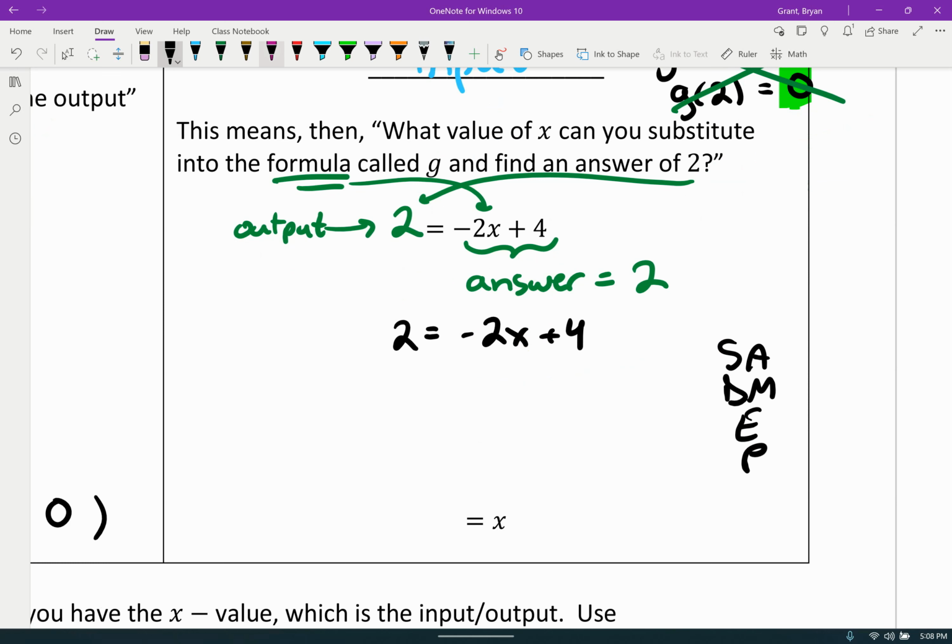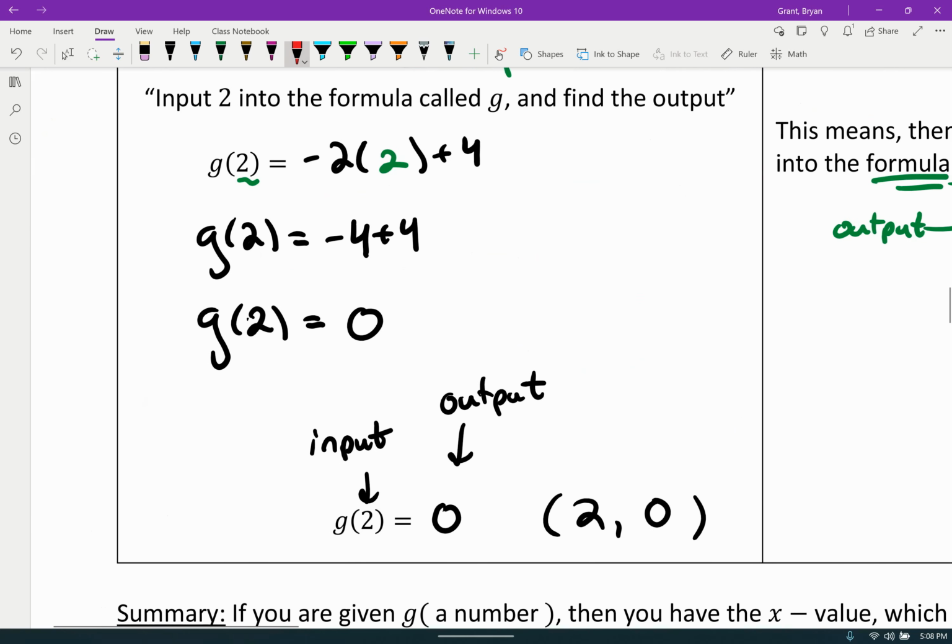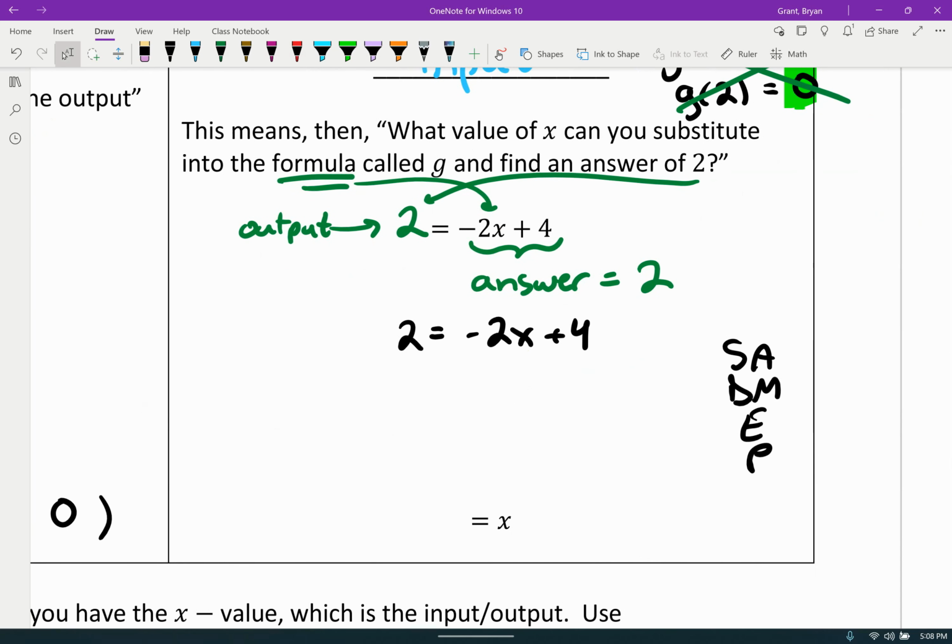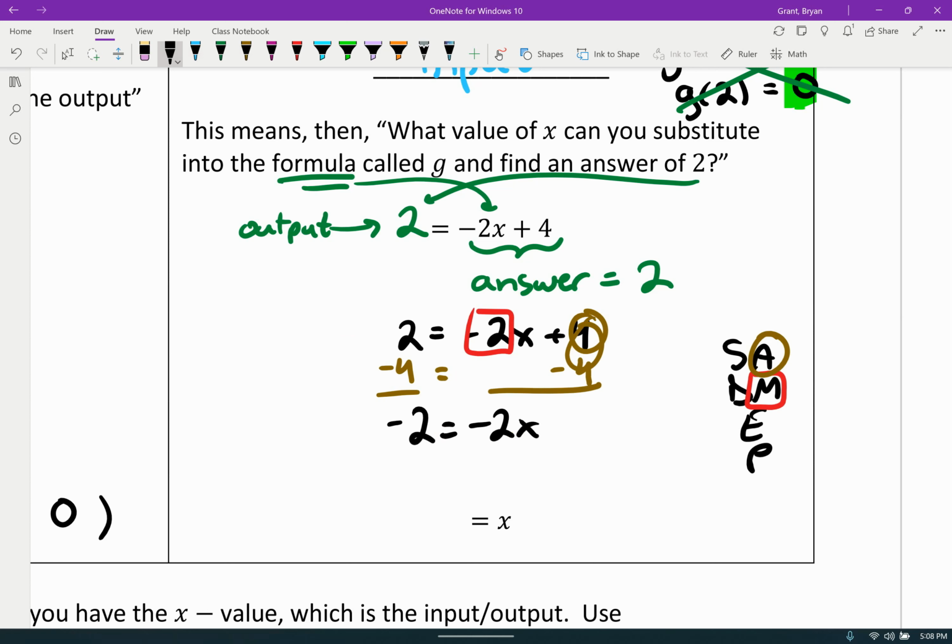And so this is pretty common for function notation. Sometimes you use PEMDAS, just like the opener, but other times you'll have to use SADMEP because they'll have given you the output and they're asking you for the input. So let's rock and roll. Let's undo adding 4 first. This leaves us with negative 2 equals negative 2x. And then we'll undo the multiplication by dividing by negative 2. Anything divided by itself is 1, which is useful because that means that the other side is 1 as well.